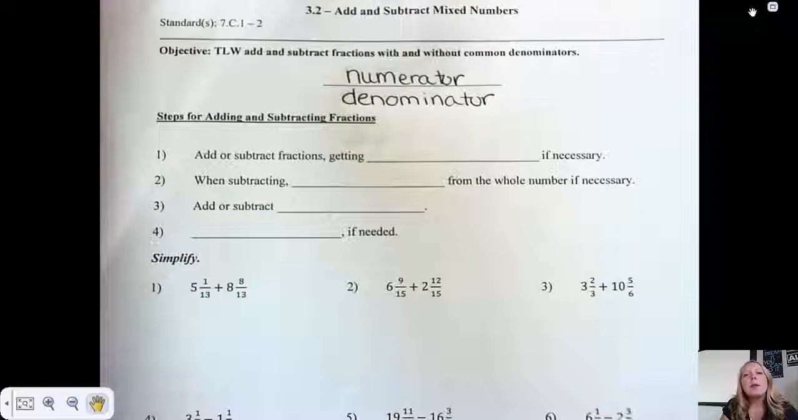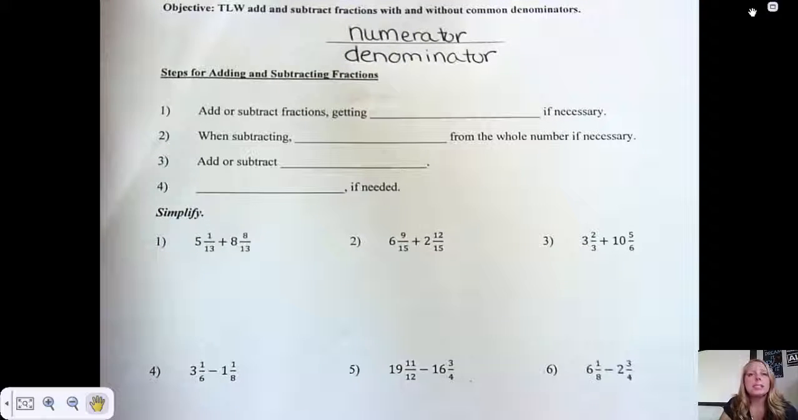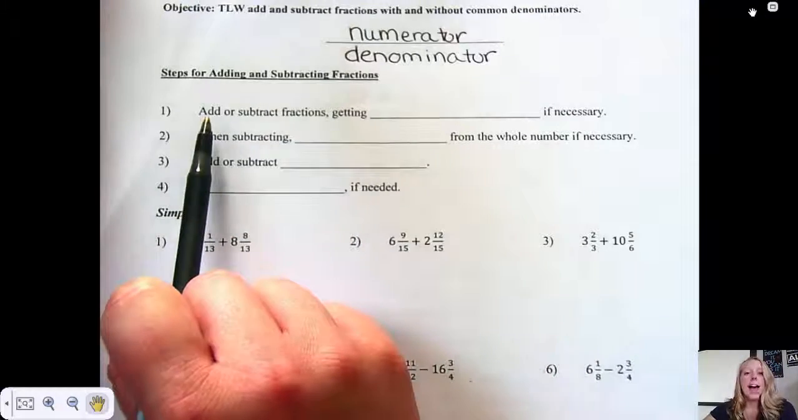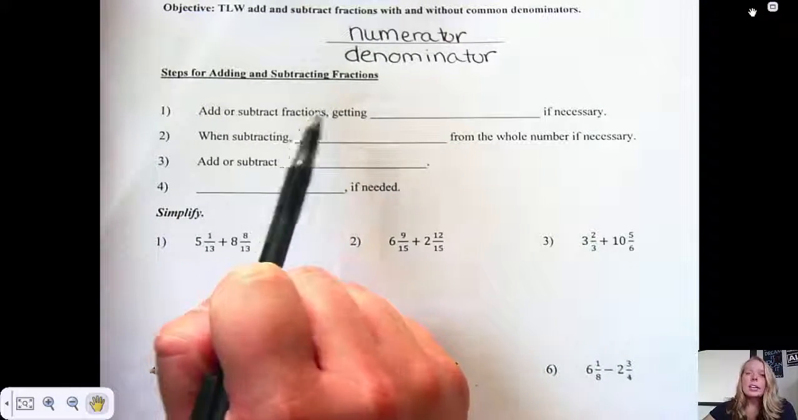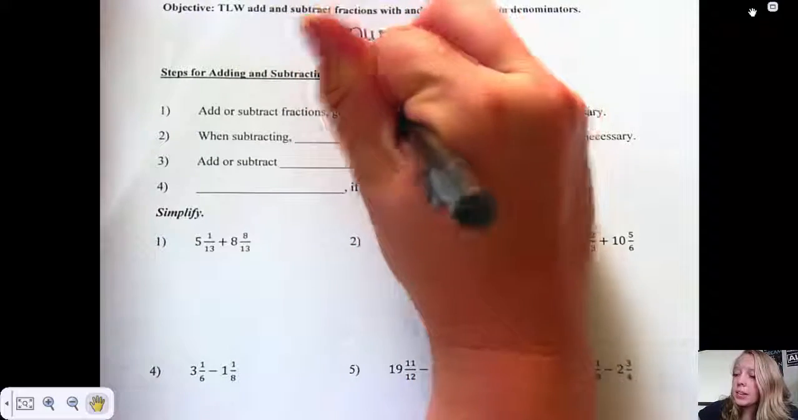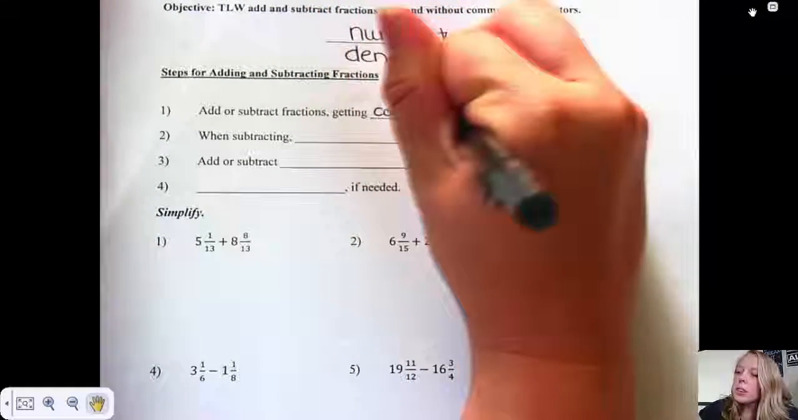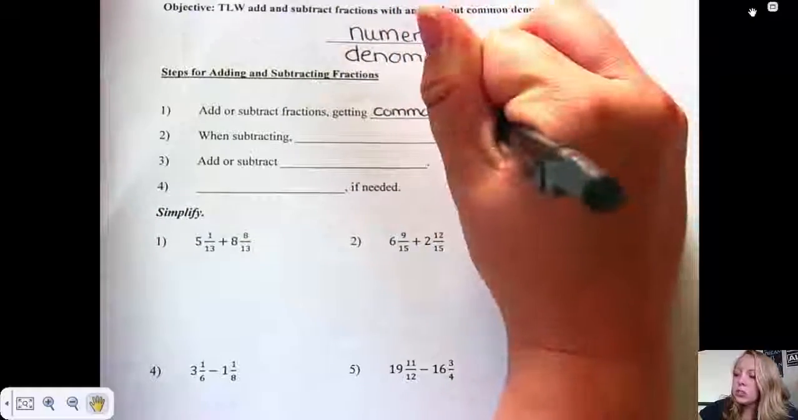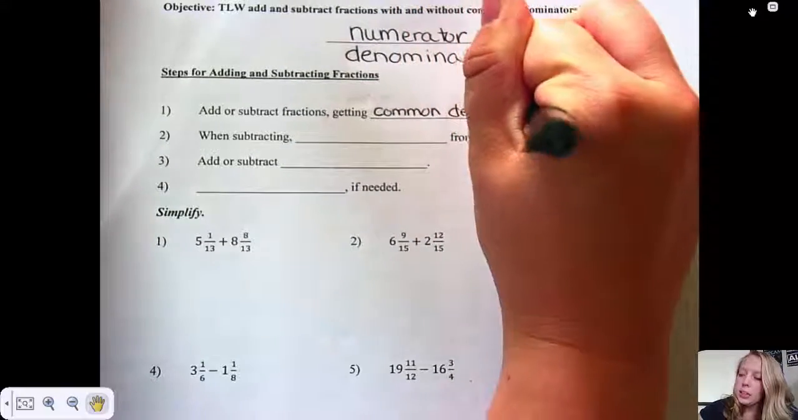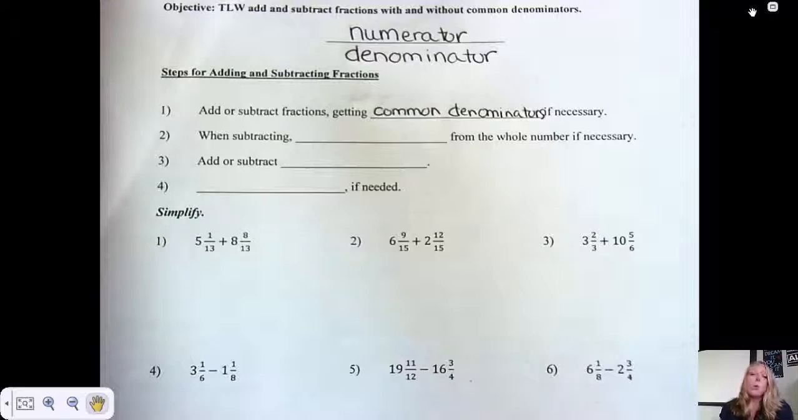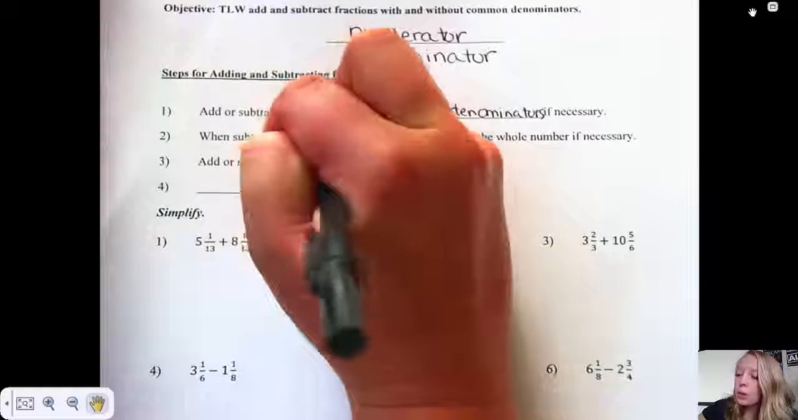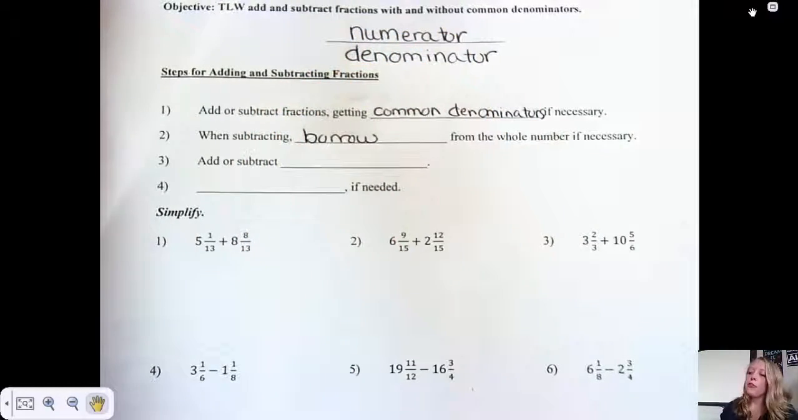Now, the steps for adding and subtracting mixed numbers are similar to what we did yesterday. We start off with add or subtract the fractions, getting common denominators if necessary. So that's exactly what we did yesterday. Now, here's where it gets a little different. When we subtract, we might need to borrow from the whole number if necessary. And I'll explain what that means when we get to one of those problems.